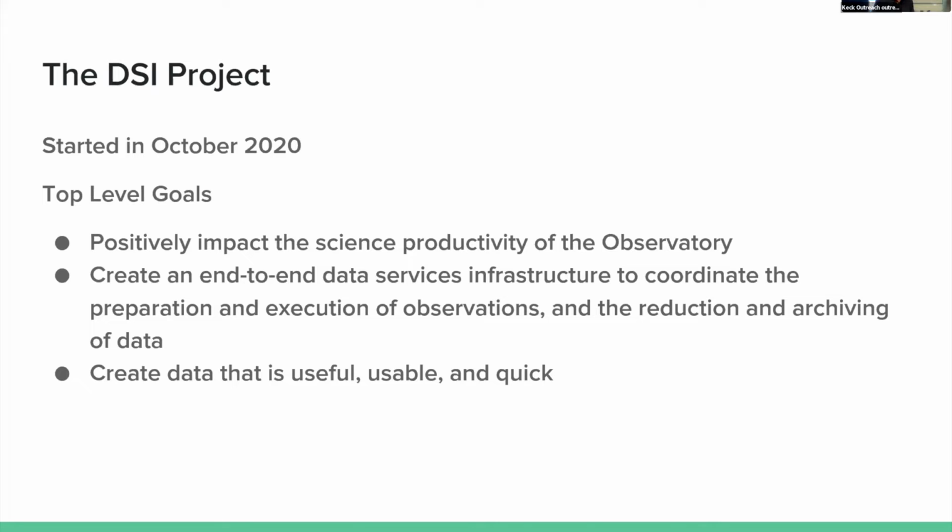With these new tools in place, this will create data that is useful, usable, and quick. And so useful is better for the PI and also better for the archive users. Usable is well-calibrated data and well-understood data. And then quick is basically getting the data to you as fast as possible.